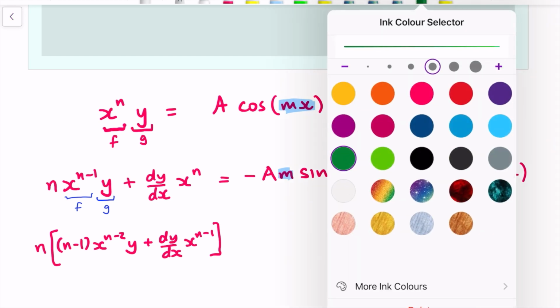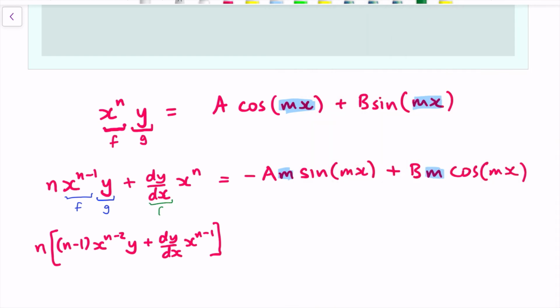the next term. The next term, now this is the f and this is the g. So if I differentiate the product rule, I'm going to get f dash, which is the second derivative, if the f is the first derivative. So d squared y over dx squared multiplied by x to the n, and then g dash f, n times x to the n minus 1 multiplied by dy dx.